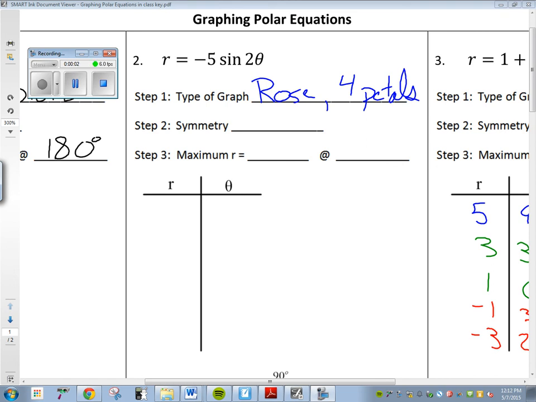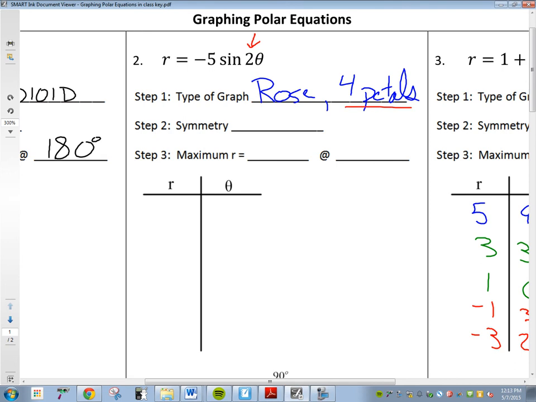All right, this is the in-class graphing assignment that we did. I'm looking at number 2. I can tell it's a rose because there's a number in front of my theta. And remember, when there's a 2 in front, that means we're going to have double the amount of rose petals. That's where I'm getting this 4 petals from. If it's a 2, it's doubled to be 4. If it's just a 3 in front of your theta, it just means it has 3 petals.